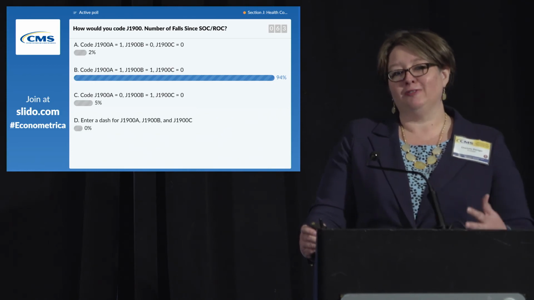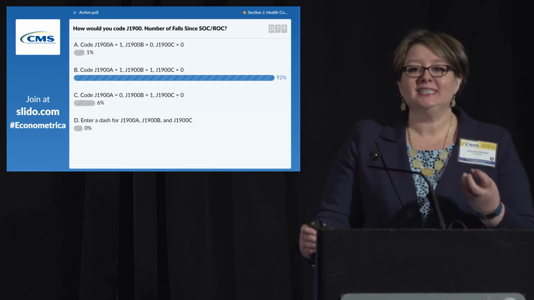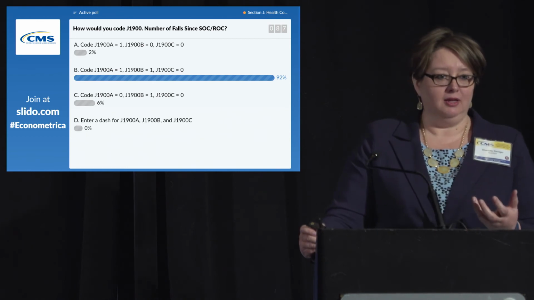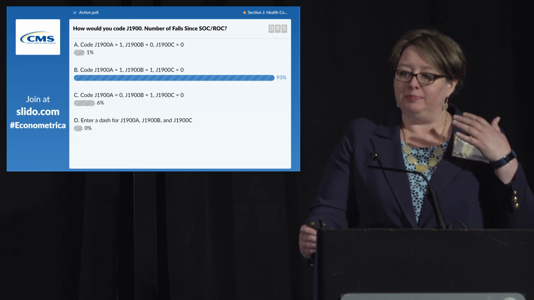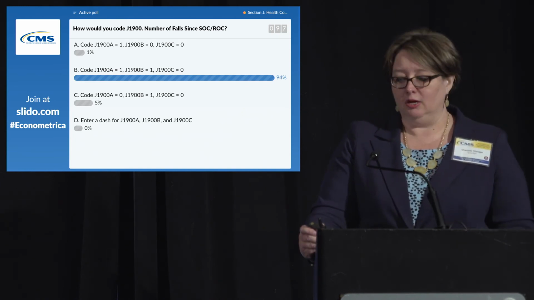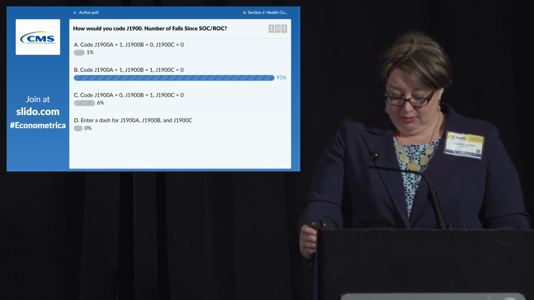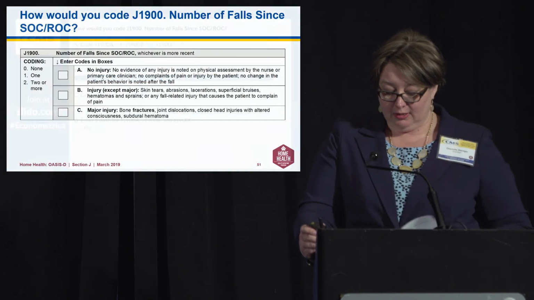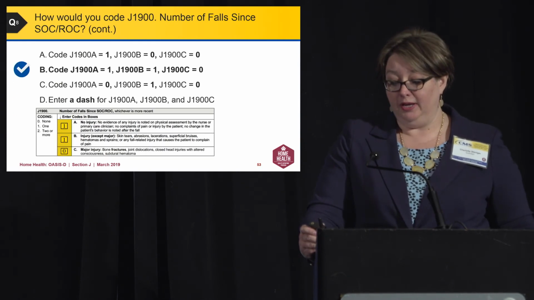I noticed the ones for 1900 coming a little more slowly, but that's okay. That's right. These things you need to think about, right? You need to think about and apply that instruction, that guidance to really code this accurately. And I see 94% think it's B, so let's take a look. What does it look like, actually? And the answer is indeed B.